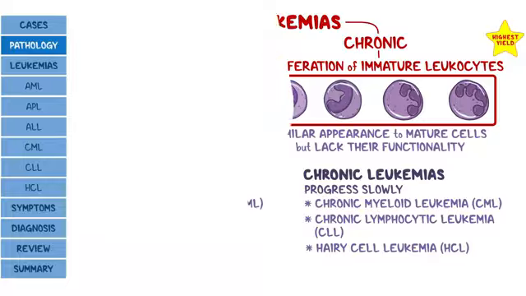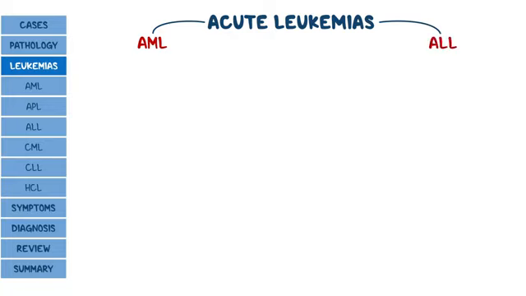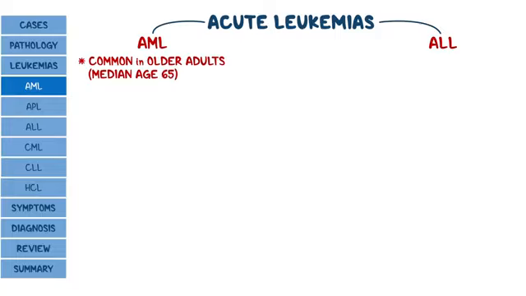Alright, now let's take a closer look at these different types of leukemias, starting with the acute ones, AML and ALL. AML is more common in older adults with a median age of 65 years, whereas ALL is more common in children, and that's something you have to remember for the exams, since the age of the patient can be an important clue.